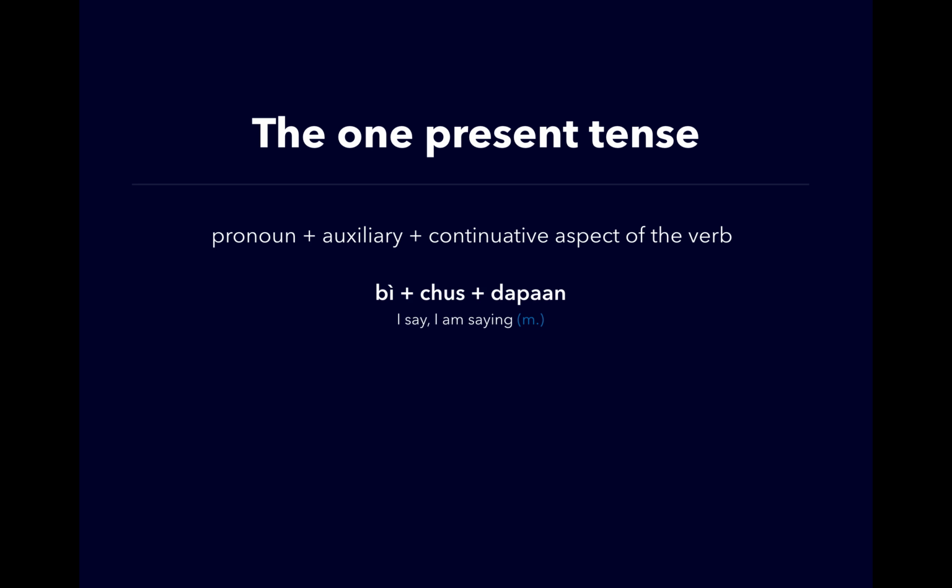The way to form this would be to take b, which is I, chus, am, and the continuative aspect, daban, I say, or I'm saying. It can mean both of these things. If you're a woman, you'd say b chas daban, and that again means I say, or I'm saying, or I do say, I keep saying.